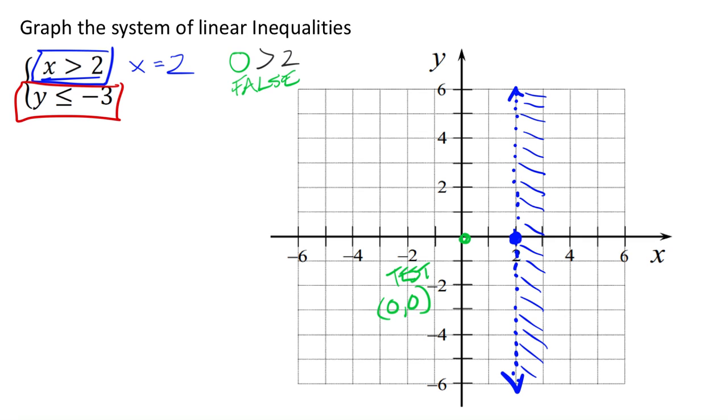This one is y is less than or equal to -3. So I find -3 on the y-axis. I'm looking for a solid line, because for this one, we do have equality with that equal sign right there. And then we're doing the same thing. We say, well, y is less than or equal to -3, but I'm going to use the same test point because it's not on that line.